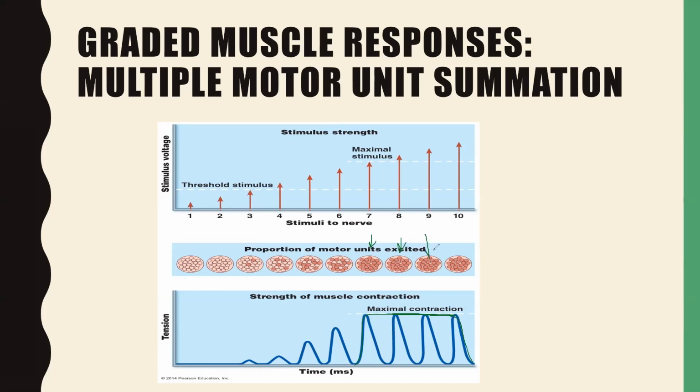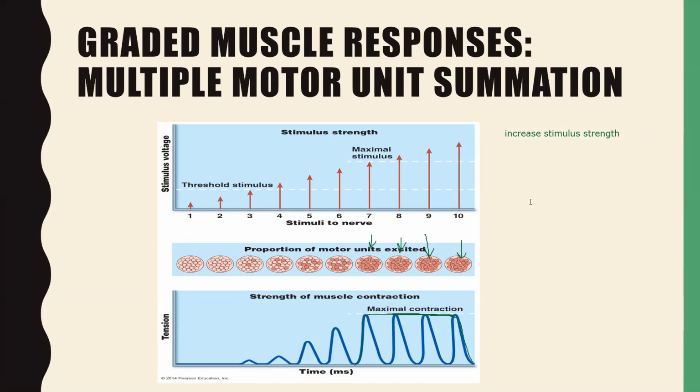Same with each one of these because I don't have any more. Okay, so how do we get multiple motor unit summation? We increase stimulus strength. So we make it harder, heavier and heavier and heavier.